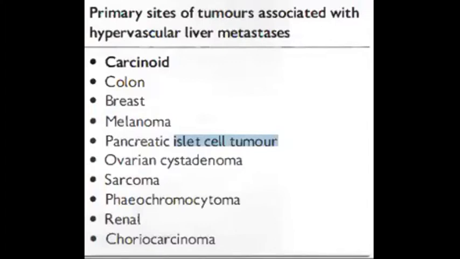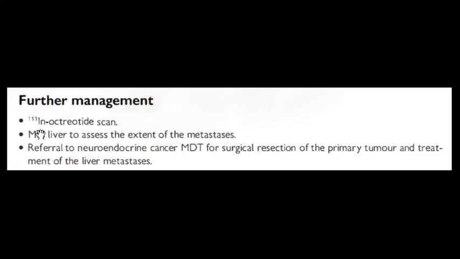So what will be the further management, which is very important for the exam? The octreotide scan. Yes, it was before the octreotide scan. So what is the new one now? What should you mention for the exam? Anyway, for the FRCR, referral to the endocrine cancer MDT for surgical resection of the primary tumor or treatment of liver metastasis. MRI is very important, as we mentioned.